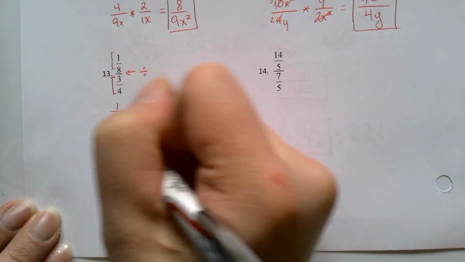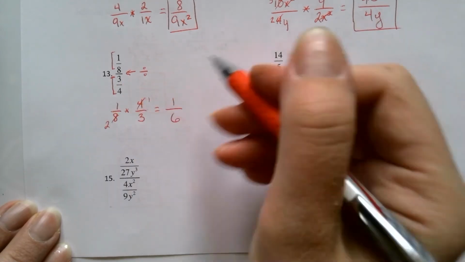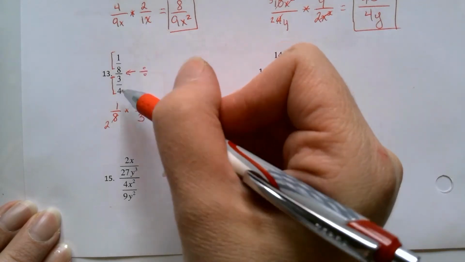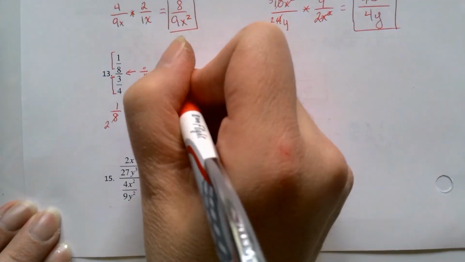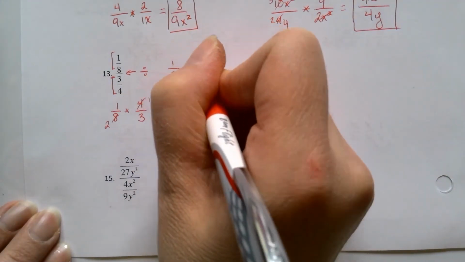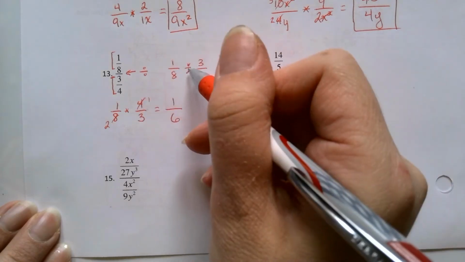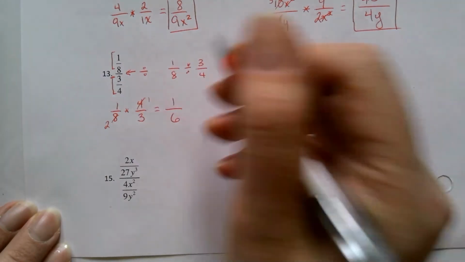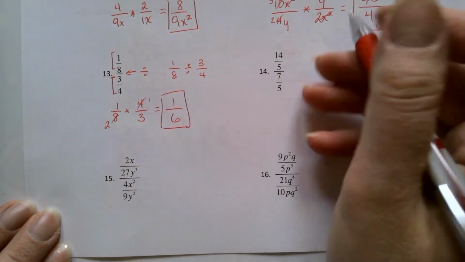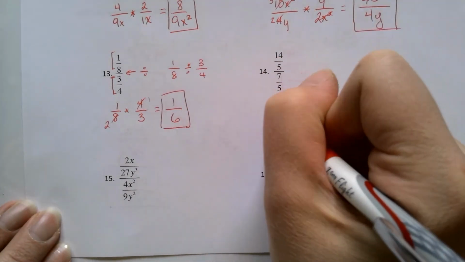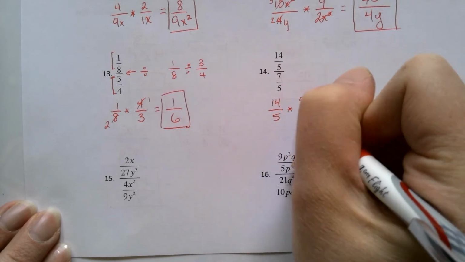So I think it's much easier to see these problems if we take them from being a vertical division problem, multiply by the reciprocal, or, you know, you could have rewritten as 1/8 divided by 3/4. And then you really see that you are flipping the fraction after multiplying. So our answer is 1/6. Same idea here. I'm going to take the numerator, 14/5, and I'm going to multiply by the denominator, which is 5/7.